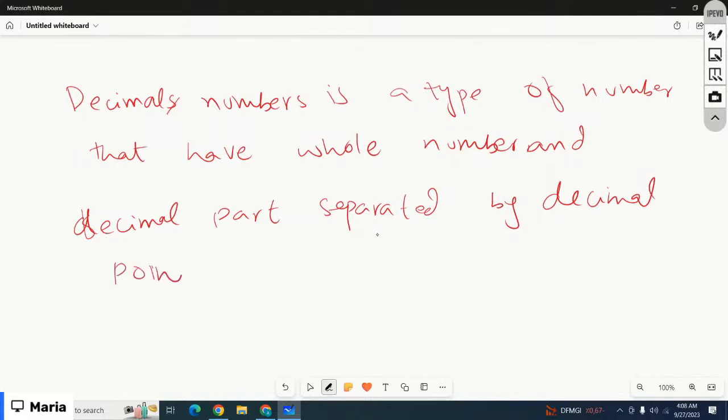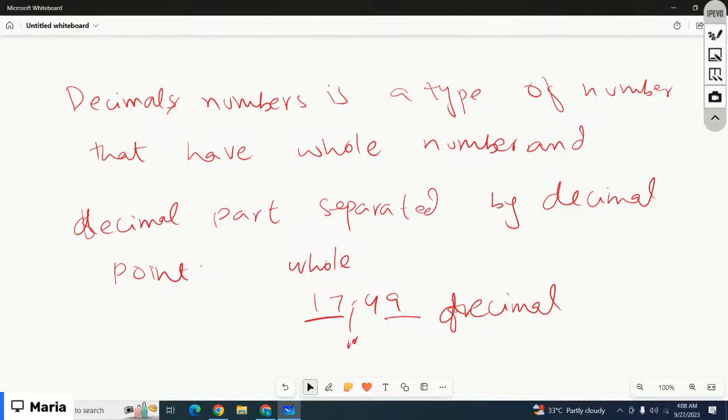So basically, for example, you have 17.49, right? 17 is the whole number, 49 is the decimal part, sorry, not fractional. And here is the decimal point, that is 17.49, right?